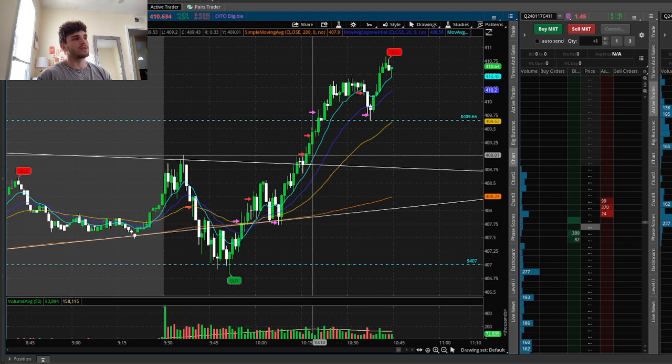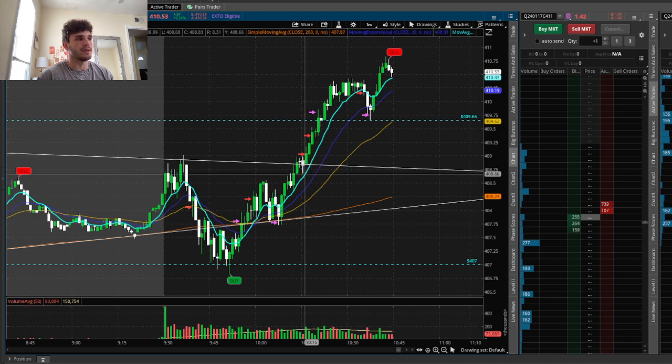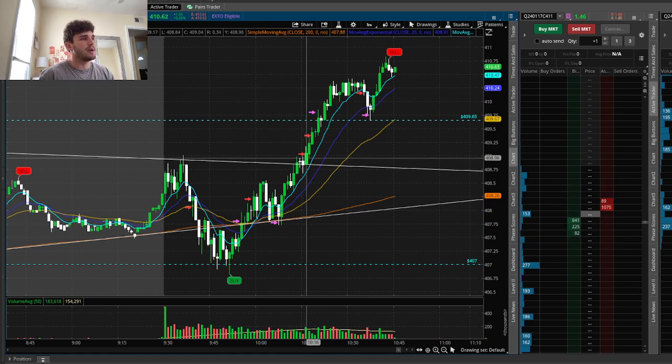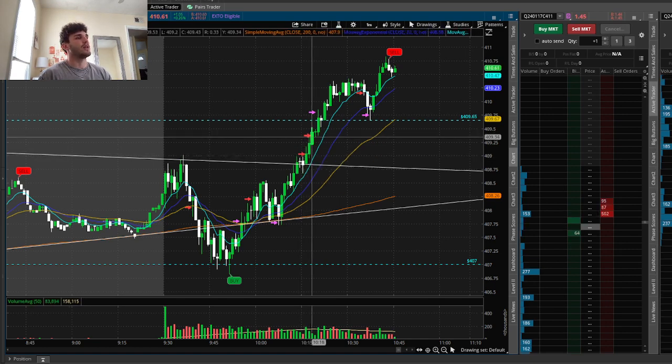I enter calls on the break above those previous highs. Momentum's looking great. Everything looks fantastic, and I can put a stop below this recent candle right here. So risk to reward looked good, momentum looked good, direction in the market, everything looked fantastic. I ended up entering one contract here, and once we started to get more upside, I entered another contract.